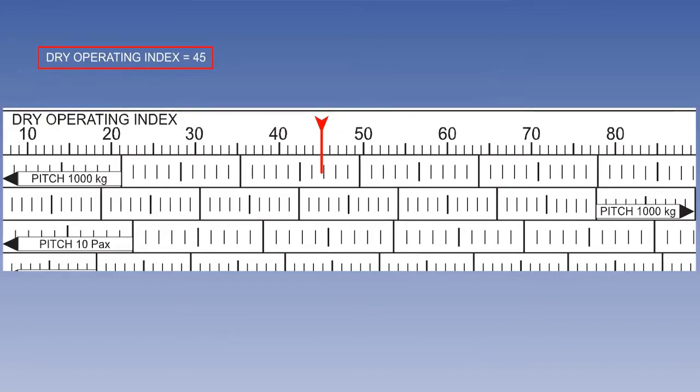Before we enter any data, we must understand the use of the scale in the cargo, passenger and fuel boxes. Let us work through an example on screen to see how it works. Starting with the dry operating index of 45.0 located on the top line, drop a vertical line down to the centre of the box immediately underneath. And observe the arrowed box with pitch 1000 kilograms, which indicates the value of the scale, so 1 unit equals 100 kilograms. The arrowhead indicates the direction of movement. In this case, the mass is 600 kilograms, therefore we have to move 6 units left.